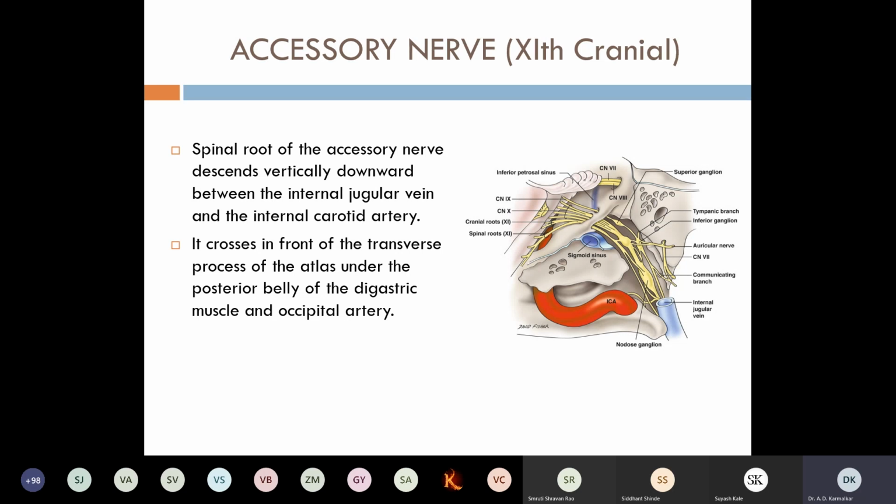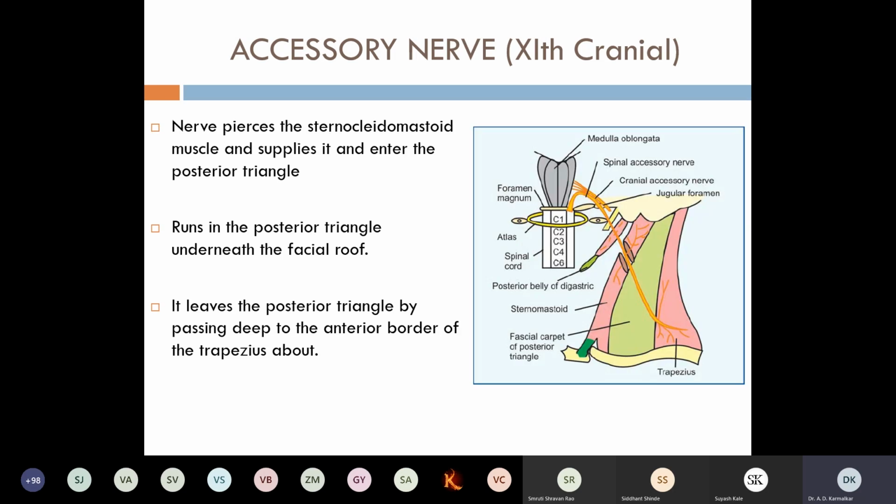Okay, because now we have seen it will cross in front of the transverse process of the atlas vertebra and underneath the posterior belly of digastric and the occipital artery. It will cross above by the occipital artery, and it will pierce the sternocleidomastoid muscle, and it will supply that muscle, and it will enter into the posterior triangle of the neck.